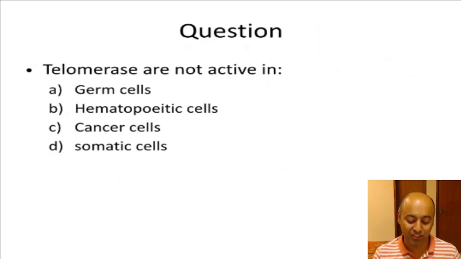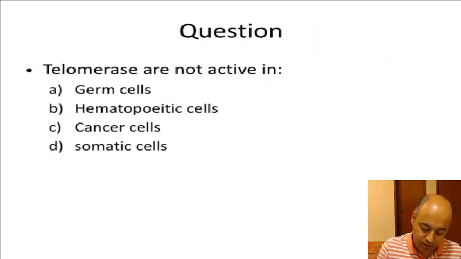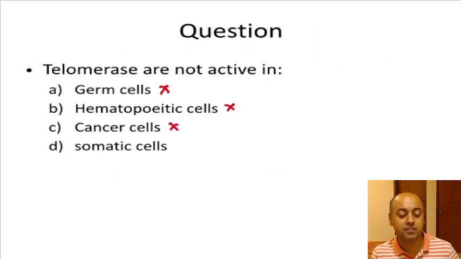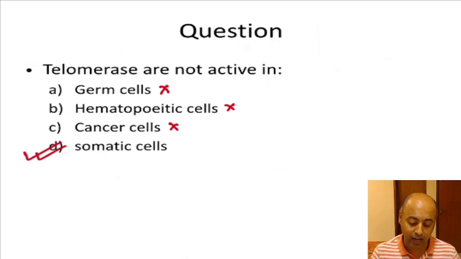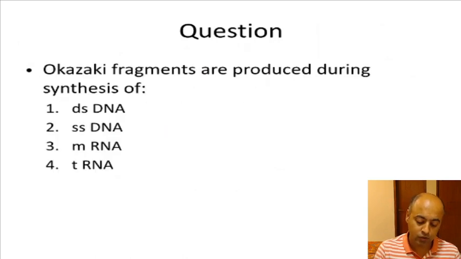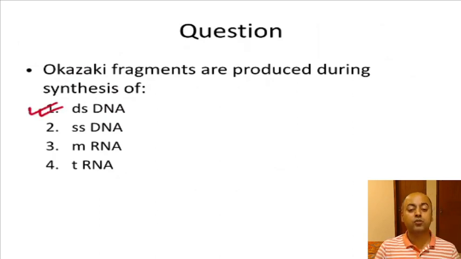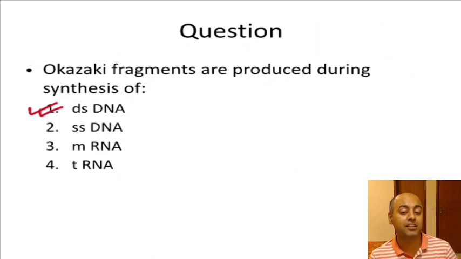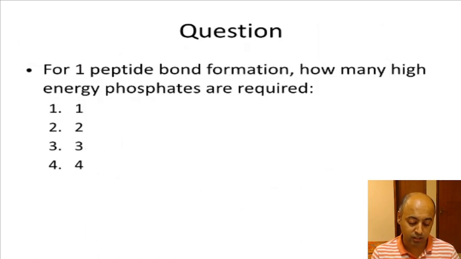Okay, I already told you this. The telomerase is present in the germ cells, it is active in the cancer cells, but it is not active in the somatic cells. The answer is somatic cells. Okazaki fragment will be produced only when you are doing the synthesis of double-stranded DNA. If you are synthesizing single-strand DNA or single-strand RNA, then the Okazaki fragment will not be formed. It is formed when you're synthesizing the double-stranded DNA.